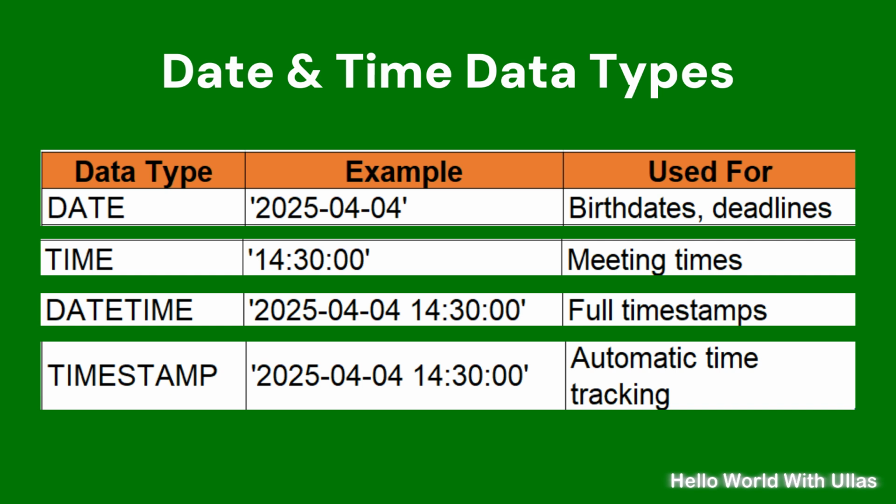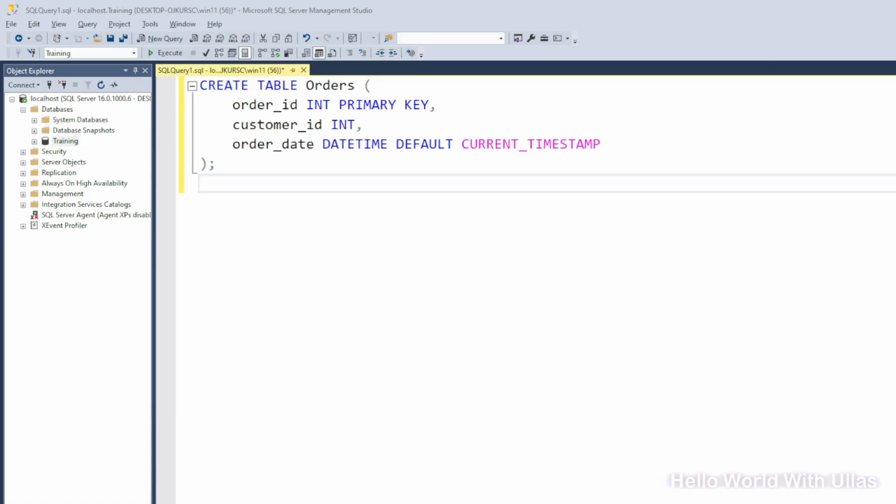Here is an example for datetime data types. In this table we have the order date as datetime, and it defaults to the current timestamp. So it will take the current time value. Use timestamp for auto updating time records like last modified time.